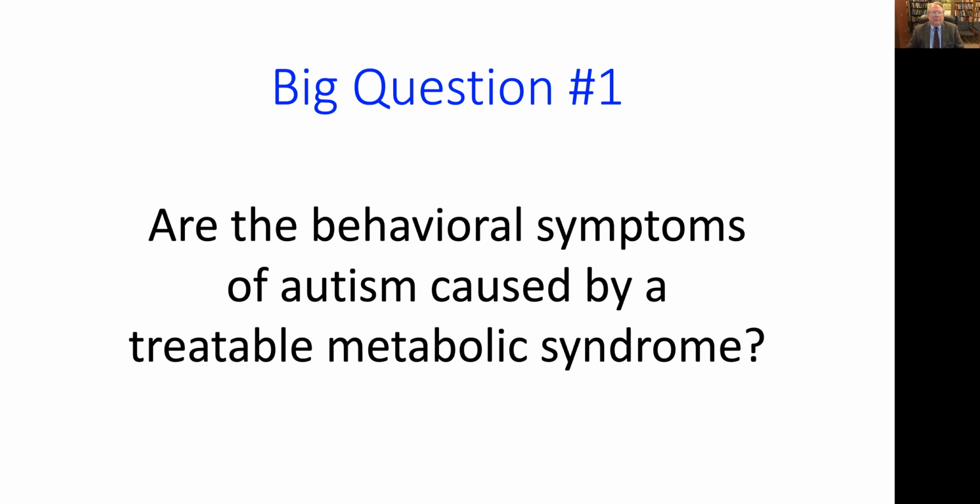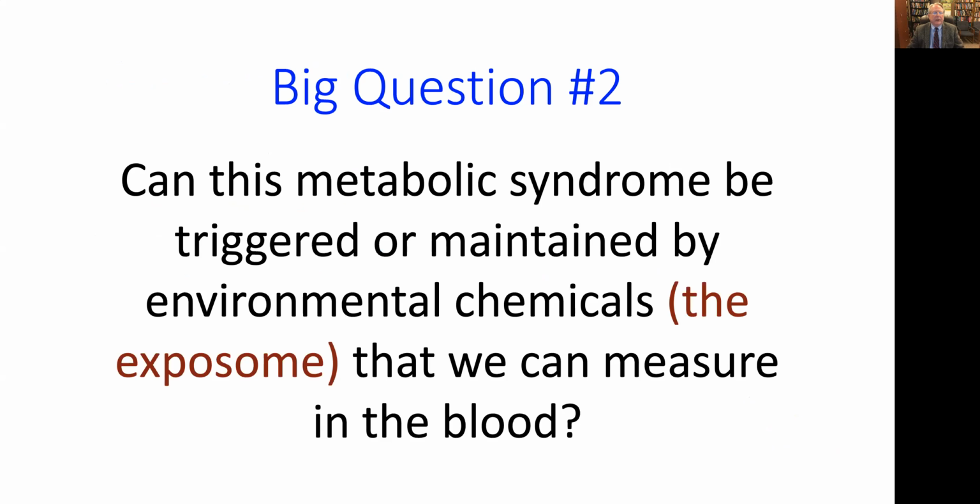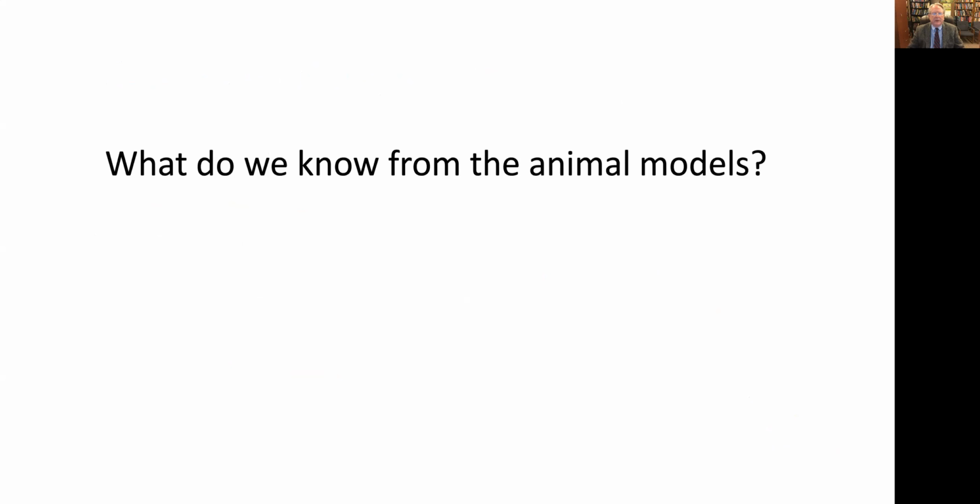So, big question number 1, are the behavioral symptoms of autism caused by a treatable metabolic syndrome? Big question number 2, can this metabolic syndrome be triggered or maintained by environmental chemicals, our exposome, that we can measure in the blood? What do we know from the animal models so far?